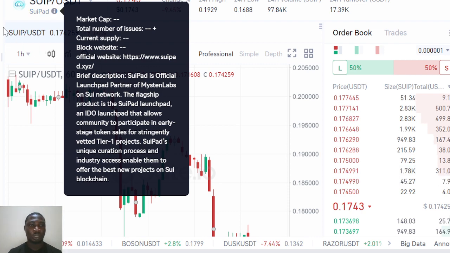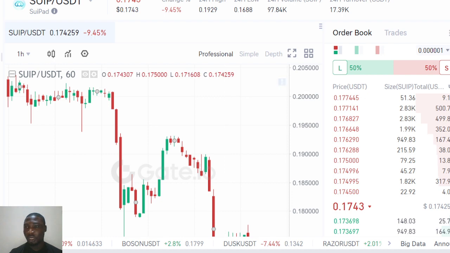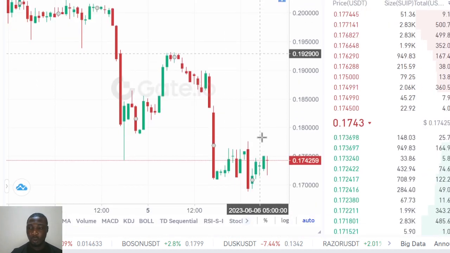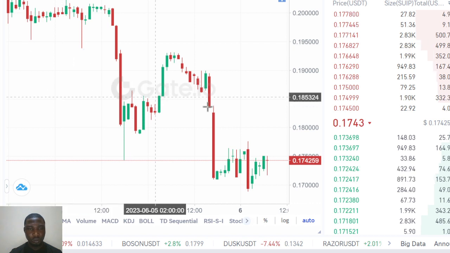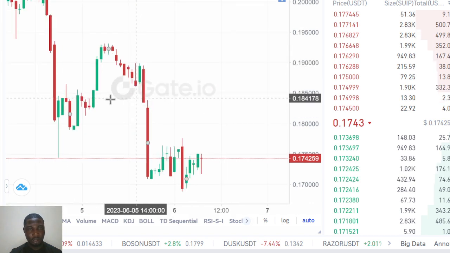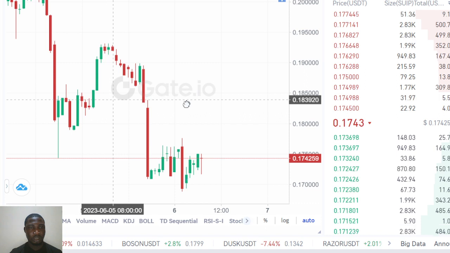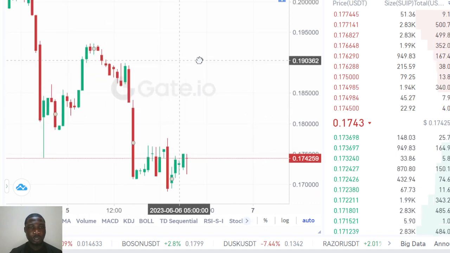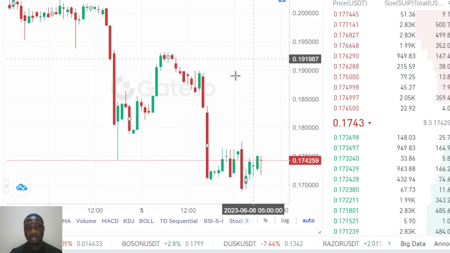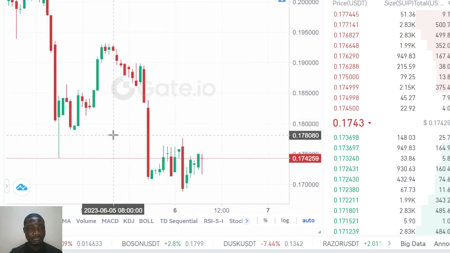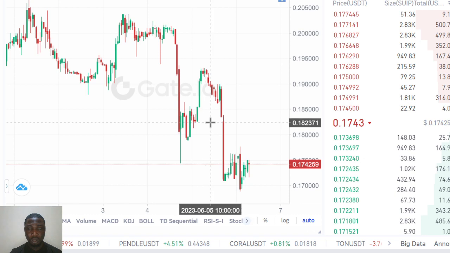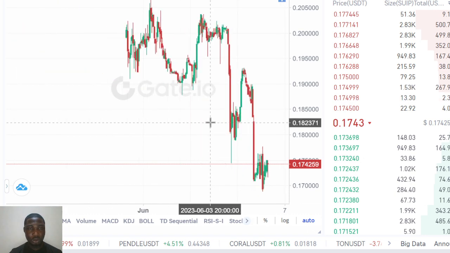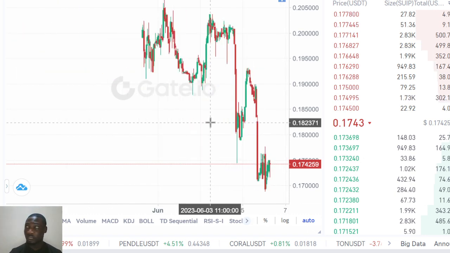So we can see where this token currently is, based on the analysis here. We'll also get CoinMarketCap to analyze it deeper and see what the token is really all about. But let's do a little bit of technical analysis here.